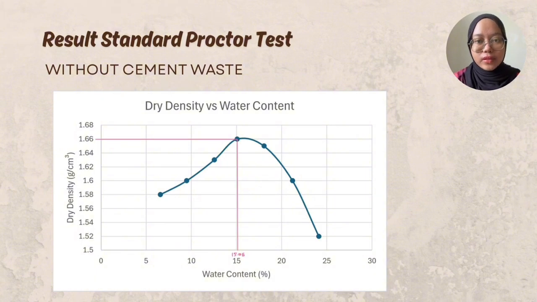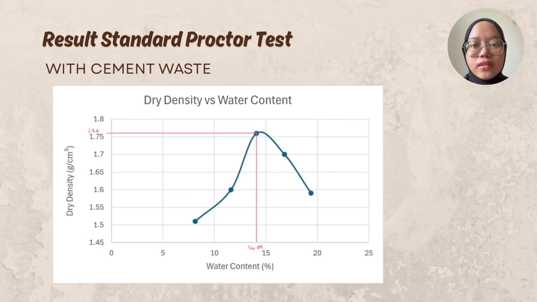This is the result for the standard Proctor test for without cement waste. The standard Proctor test shows that the soil achieved its highest dry density of 1.66 gram per centimeter cube at an optimum moisture content of 50%. Beyond this point, additional water reduces the dry density due to excess moisture in the soil.